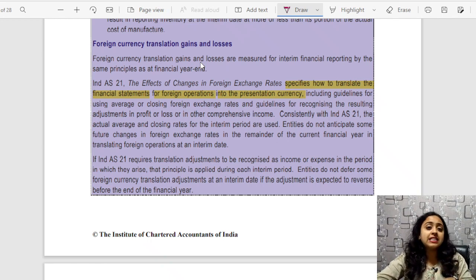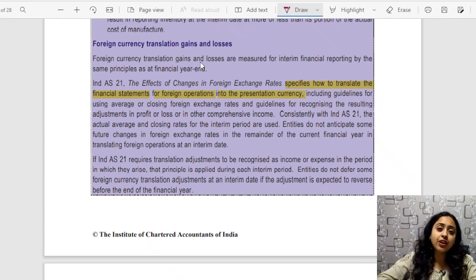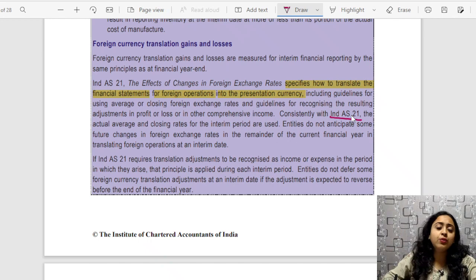In such cases, there might be exchange rate differences, due to which there arise currency fluctuations, price differences, and this is recorded. For income and expense, it is always taken to the P&L part, and in case it is related to a liability or asset, then it is transferred to the balance sheet part. It specifies how to translate the financial statements for foreign operations into the presentation currency. It is all done as per Ind AS 21. You will learn over there as well.